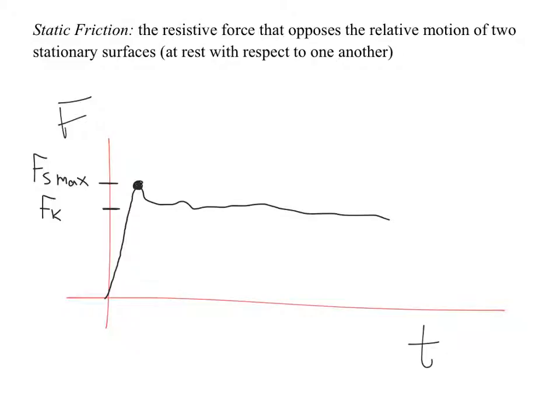So once you get it going, though, it's easy to keep it going. That's Fk. So Fk, the force of kinetic friction, is lower, as we're going to see in a moment. So static friction takes a lot. Now notice, until it's moving, what kind of friction do you have? Once it starts moving, you have kinetic. But before that, you have static, even when it's not moving.